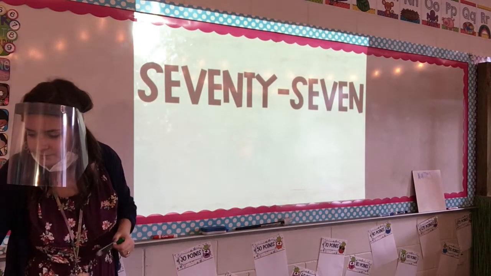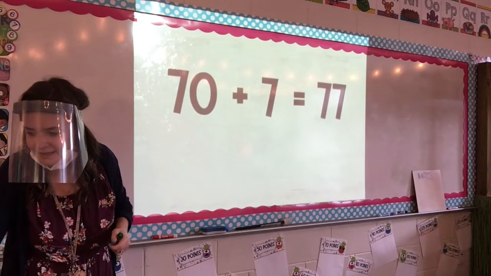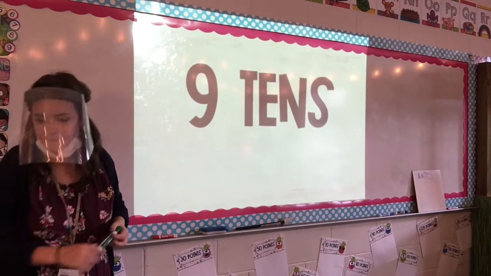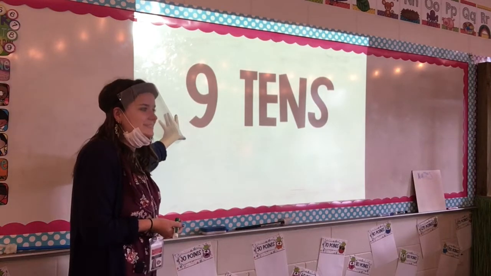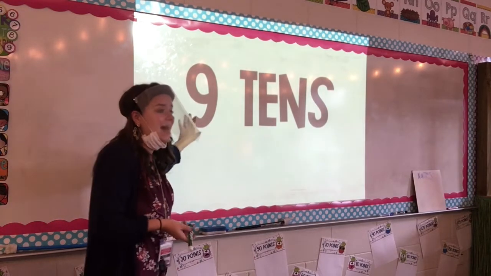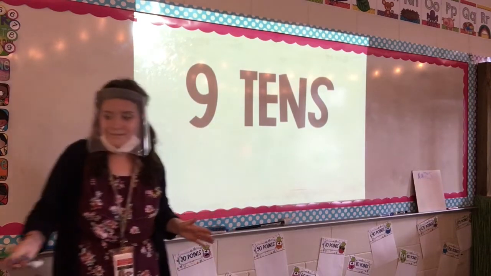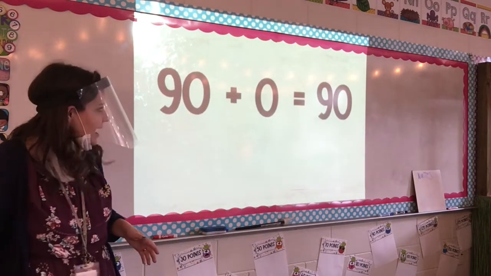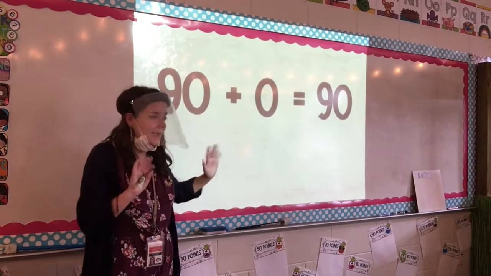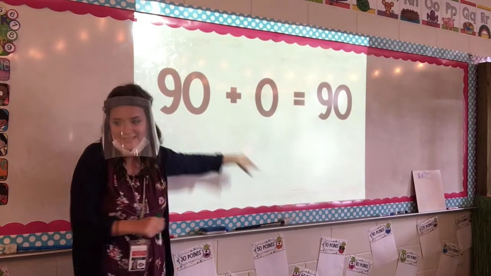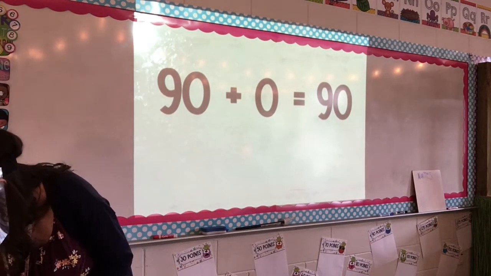What about this? 77? That would be 70 plus 7. Equals 77. Yep. What would 9 tens be? I don't have any 1s. It would just be 9 tens. Okay?